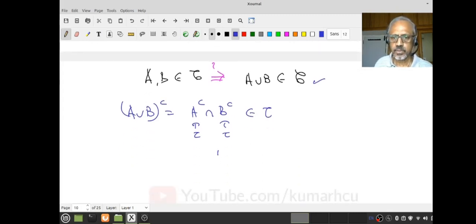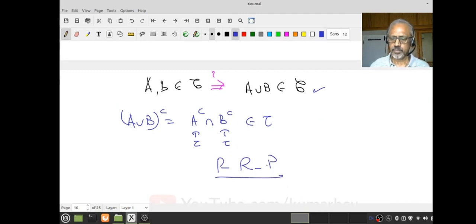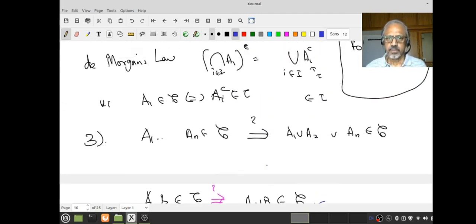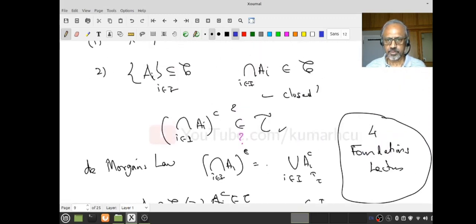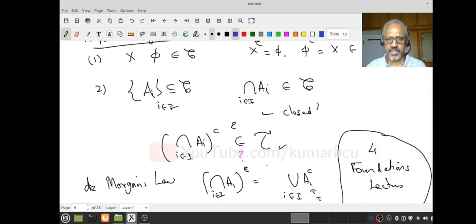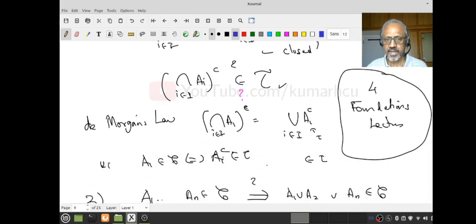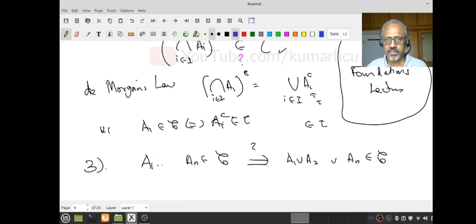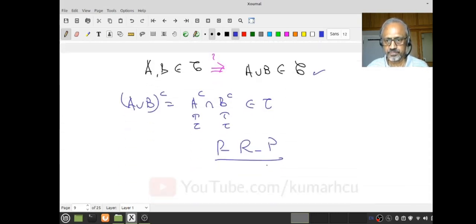So pause, review, proceed. So what have we proved? If C is the collection of closed subsets of a topological space, then the empty set and the full space are in C, and take an arbitrary collection of closed sets, their intersection is in C, not union, intersection. And then take a finite collection of closed sets, the union is again closed. Right?